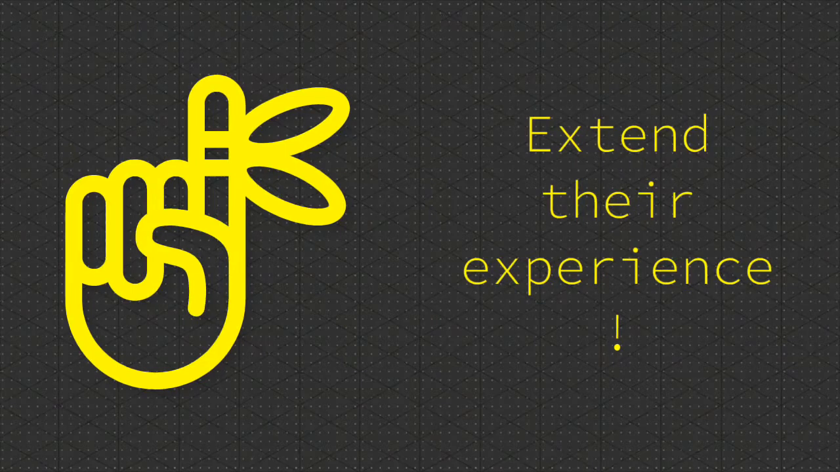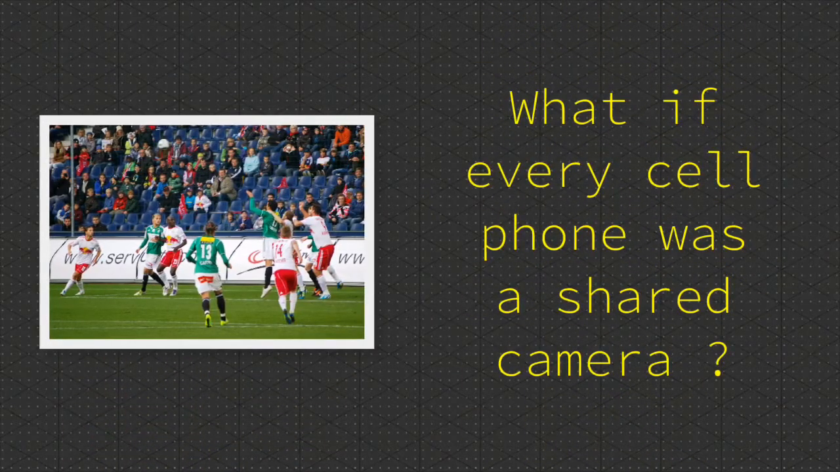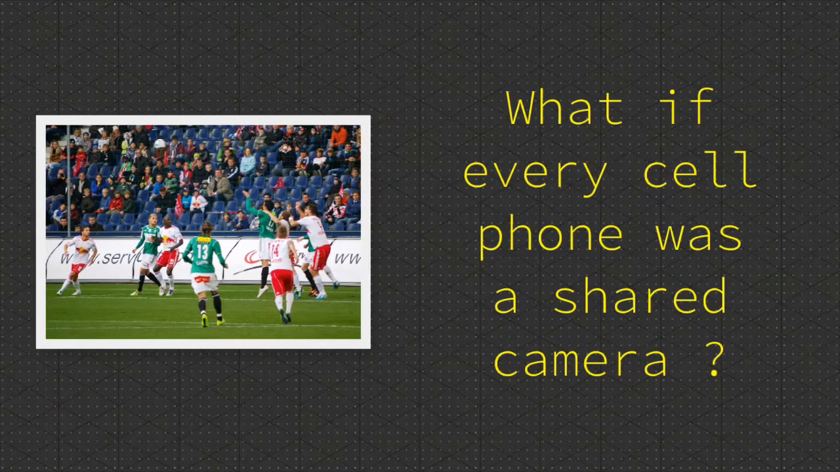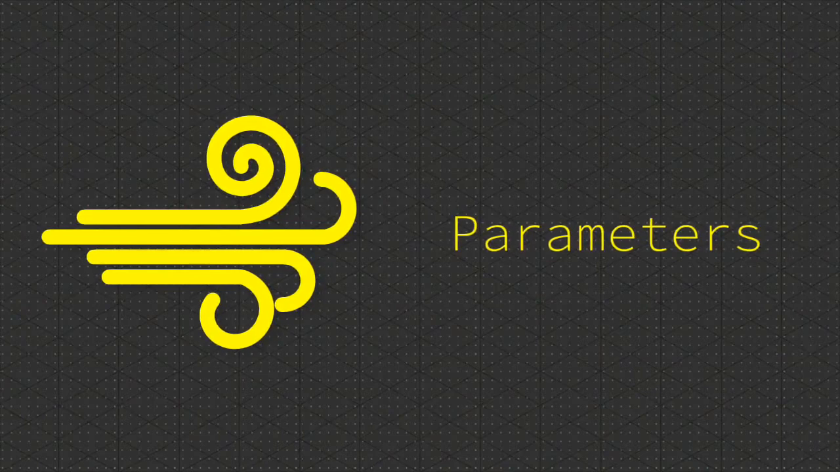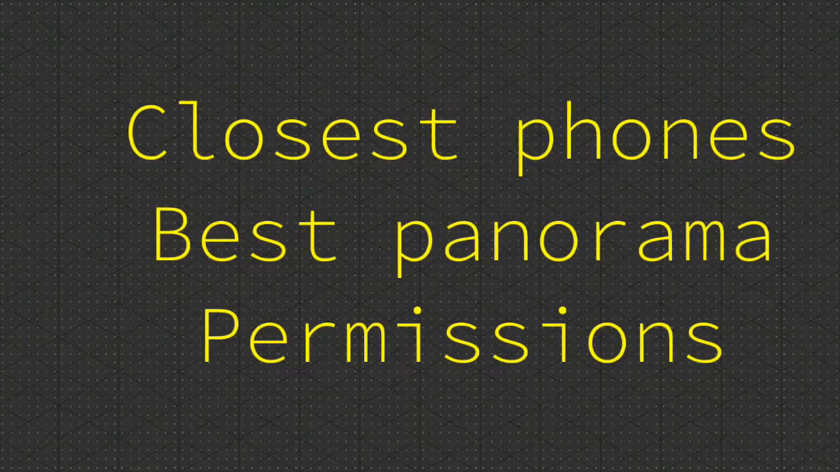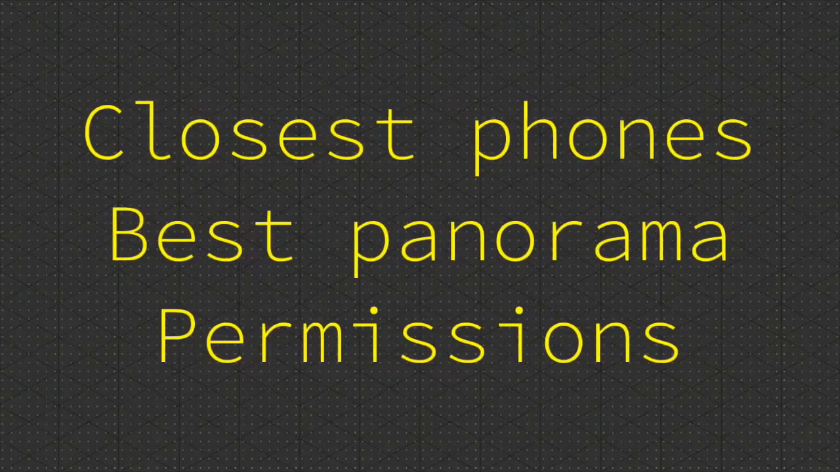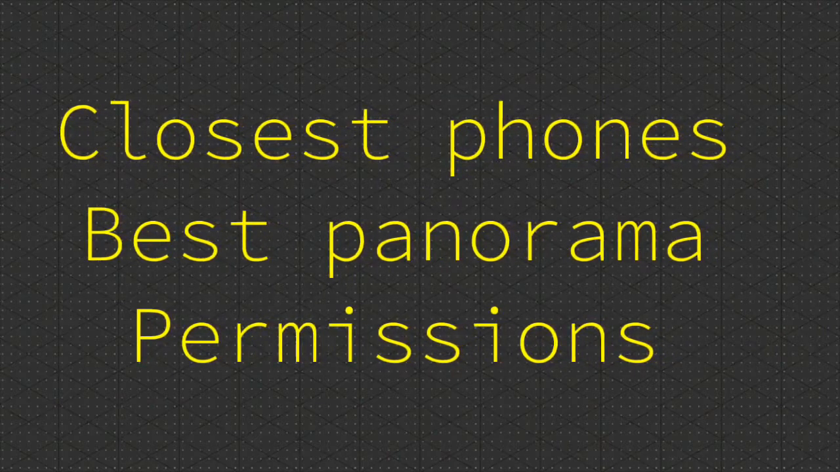Remember, sensors are extensors. So for example, one guy might say, what if it was like reality television in the stadium and everybody's cell phone was like a shared camera? So now you're getting warm. You have a concept. Now go figure out what are the parameters that the sensor needs to sense. So for example, you may want to know the phones closest to you, or the phones which give you the best view, or which phones are even available to you. So those are your parameters.